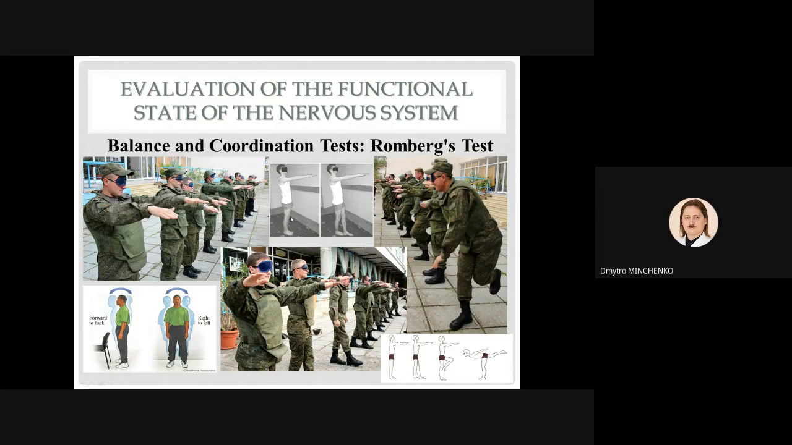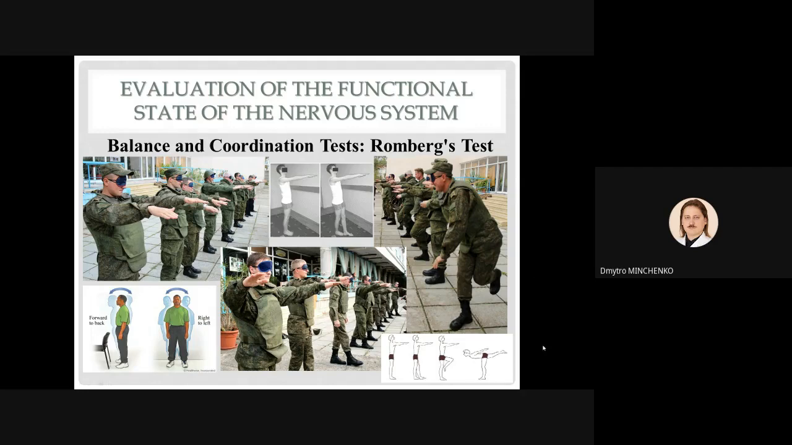stands with his feet aligned together, eyes closed, and arms straight forward. The person is supposed to maintain the balance. If he starts shaking, and the possibilities are forward to back or left to right, or falling down, obviously this implies that we have a problem with the balance and coordination system of the nervous system.